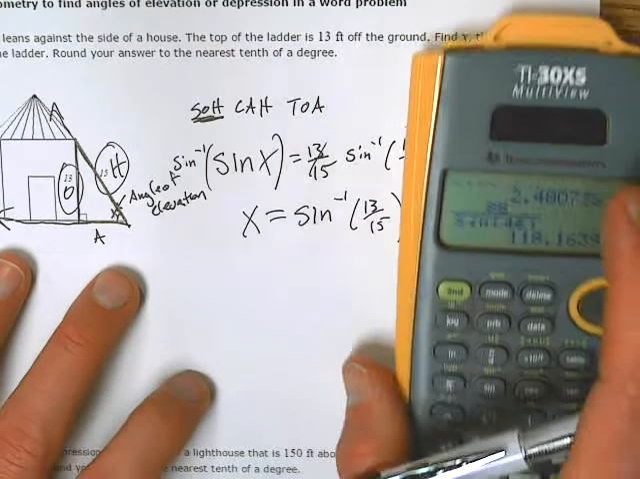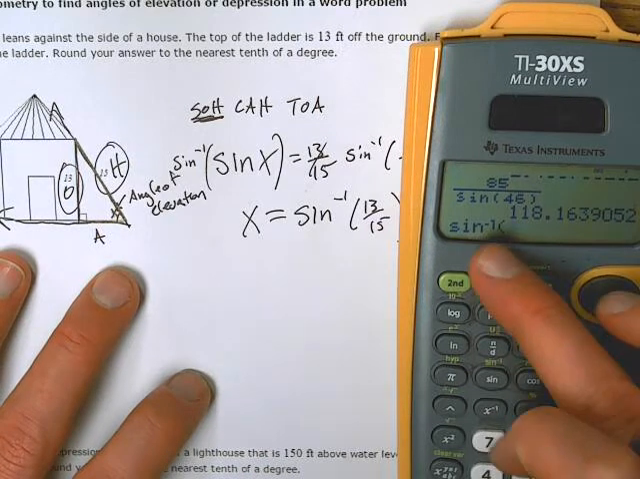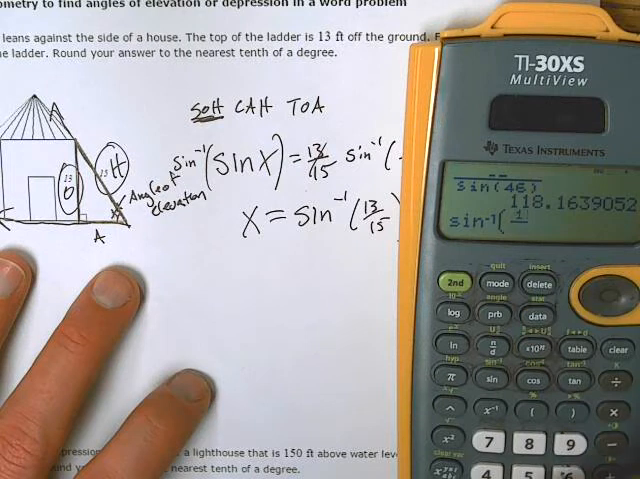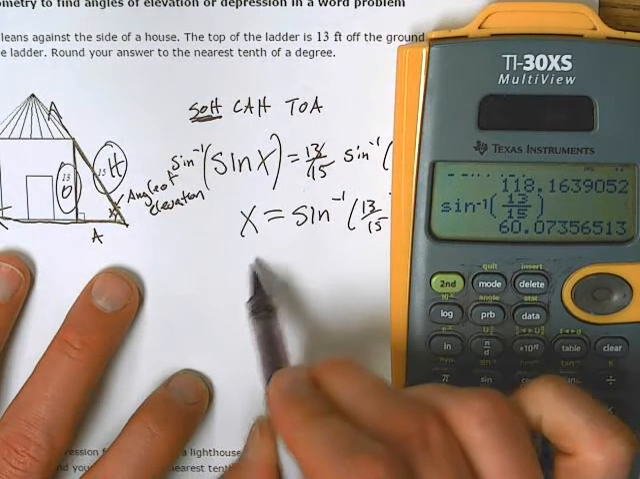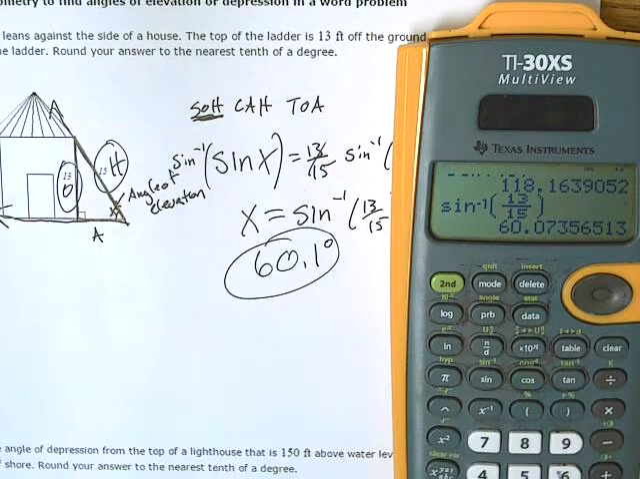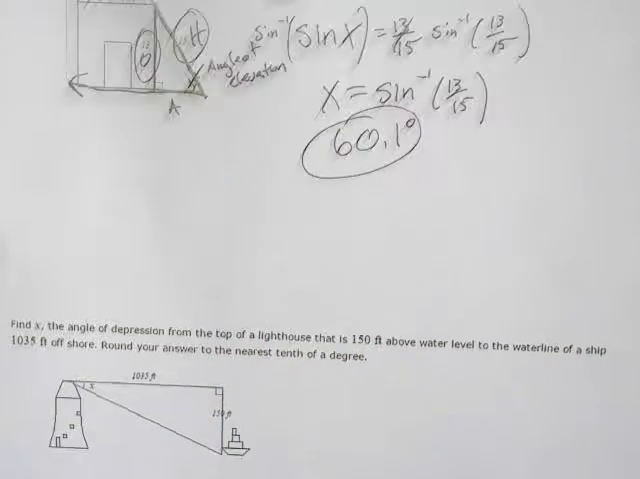So using your calculator, I'm just hitting second sine to bring up inverse sine, and then typing in the fraction 13 over 15, closing out my parentheses, and to the nearest tenth of a degree, that's 60.1 degrees for that angle of elevation. I'll show you one more real quick one where there's an angle of depression.